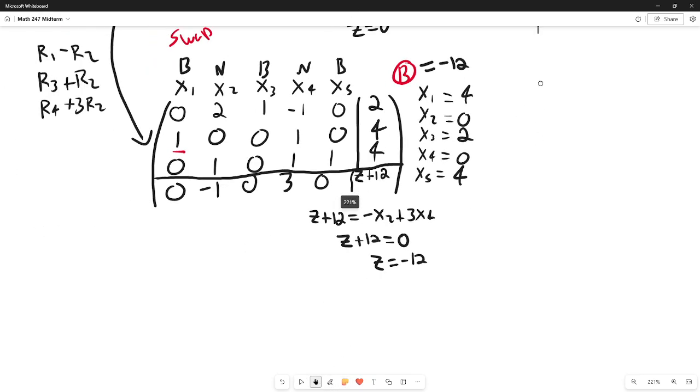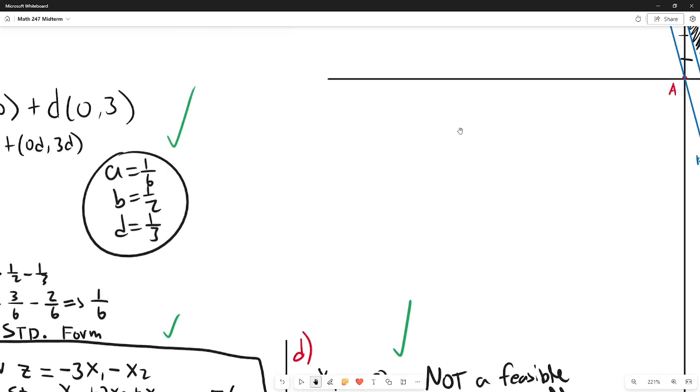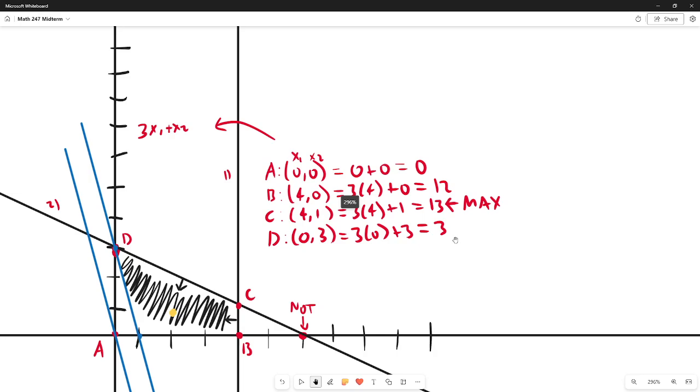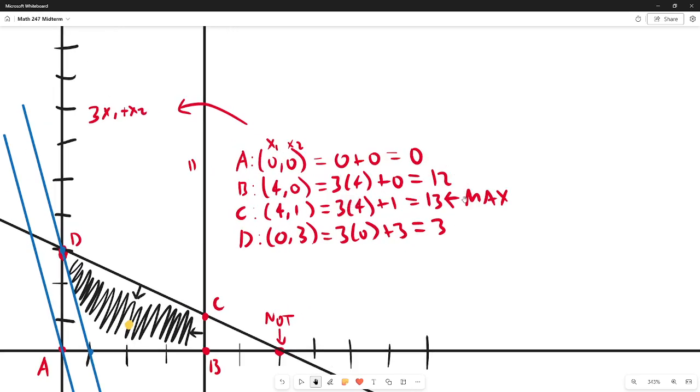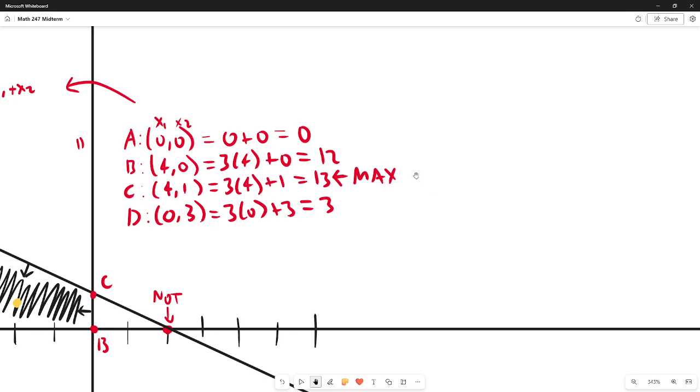You might notice if we go back to B, B here was supposed to be 12, not negative 12. Well, remember, the minimum is the negation of the maximum's values, right?